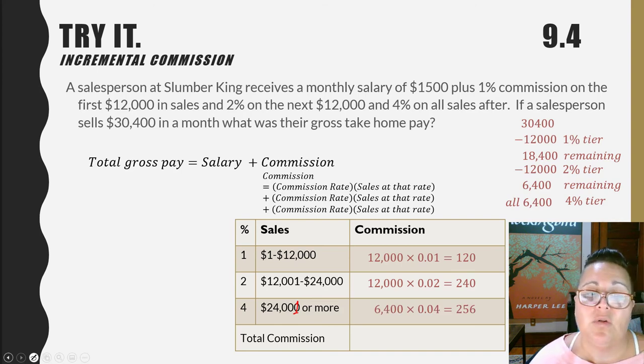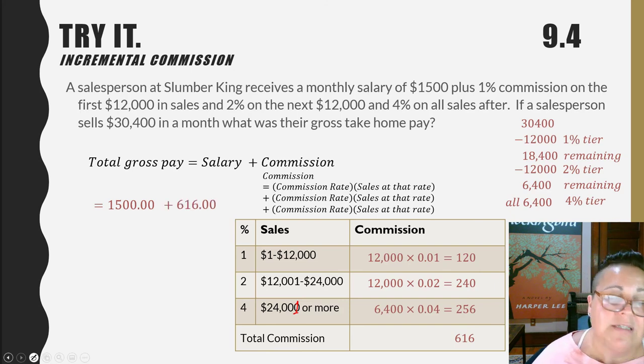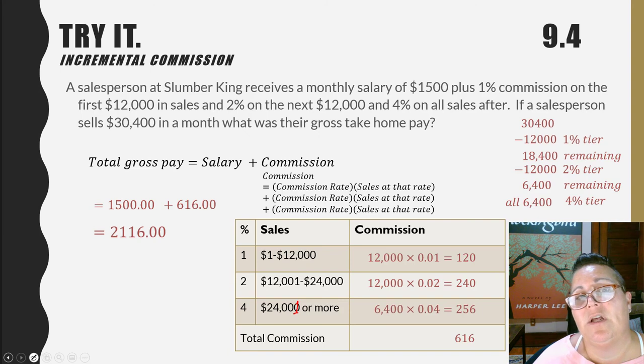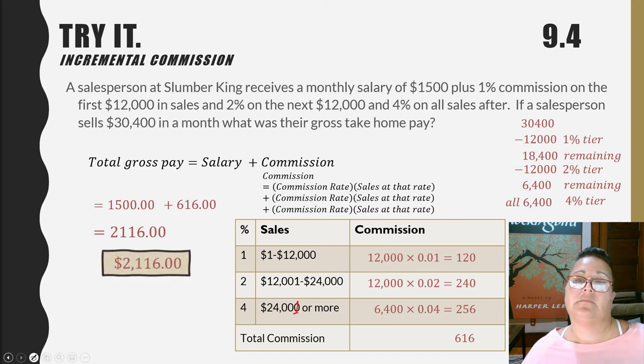$256. Our total commission is the sum of each one of these tiers, or $616. Gross pay is the salary of $1,500 for the month, plus the $616 in commission, or $2,116. Ta-da!